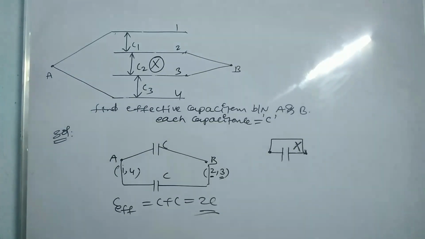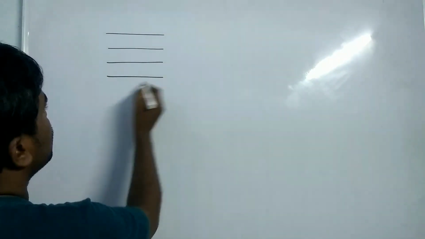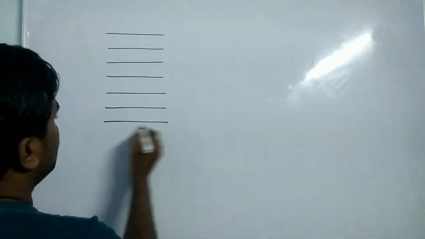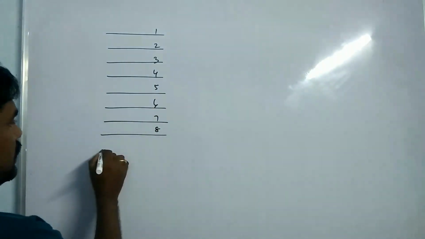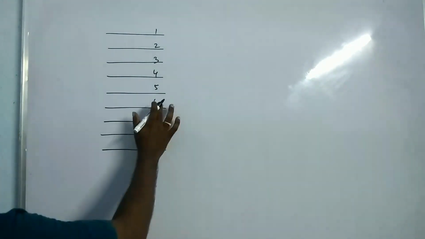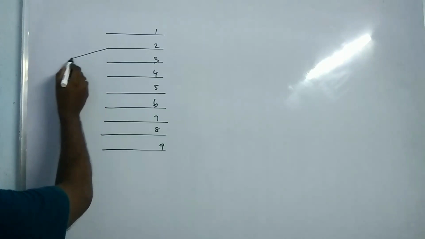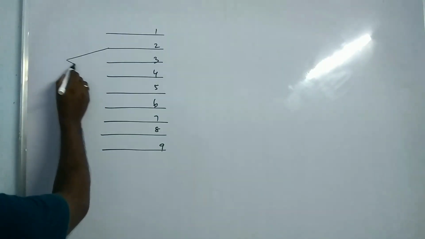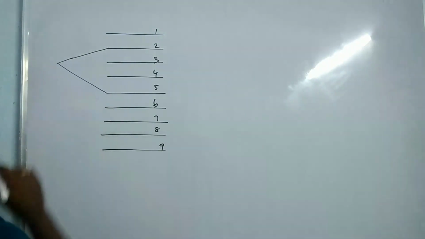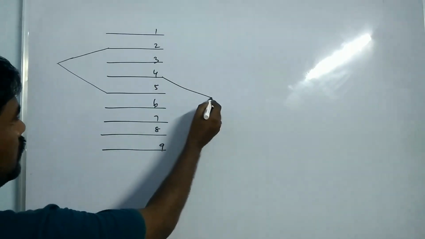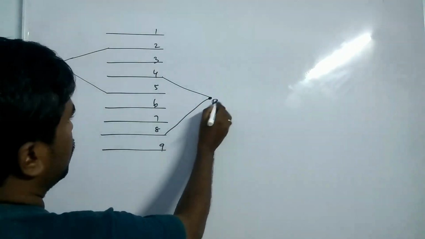Let's see one more example here. There are capacitor plates, 1, 2, 3, 4, 5, 6, 7, 8, and one more, 9 plates. So here the second plate and the fourth plate, the second plate and the fifth plate, and the fourth plate and the eighth plate. So here this is point A and there is point B.